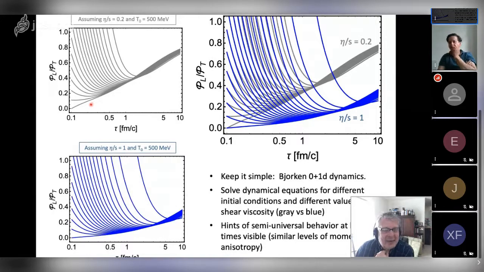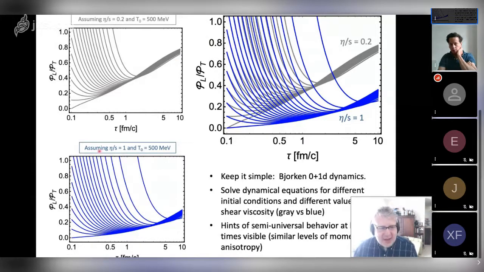So in this case, with this exact solution, I can start the system with different levels of pressure anisotropy, and for a given assumed value of E/S, I can plot this PL over PT as a function of time. And the first thing that we see is that all solutions rapidly become momentum space anisotropic. Again, that's this early time expansion. And then they only slowly, as a power law in this Bjorken case, approach isotropy from above.